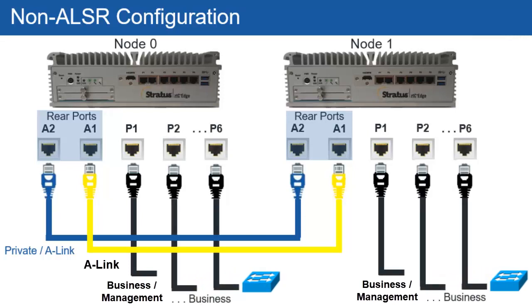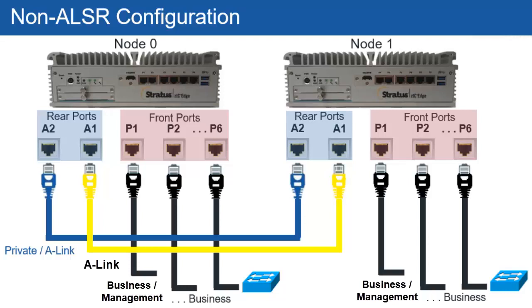The optional business ports are labeled P2 through P6 and are located on the front of the ztC Edge 110i system, and each port connects to a switch for external communications. Please note that the ztC 100i system has all of its network ports in the rear of the system and has only two business ports, P1 and P2.